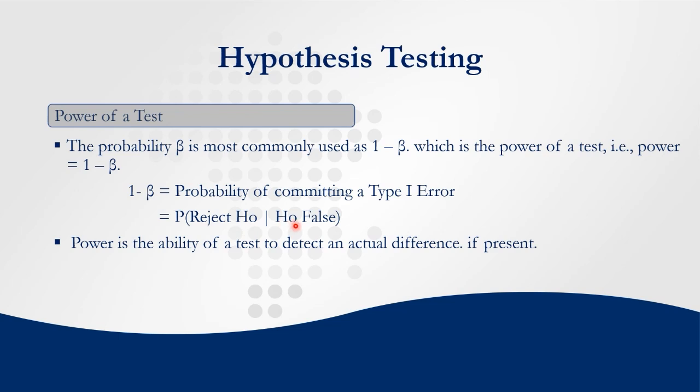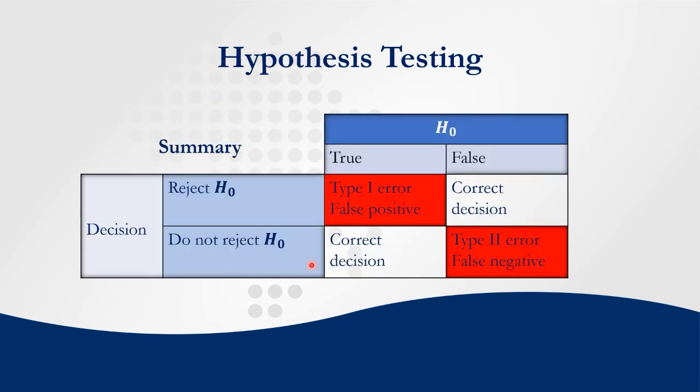The power is usually set at 0.8. So, a summary: we can commit two errors, type 1 and type 2. Type 1 is if we reject the null hypothesis when the null hypothesis is true. We don't want to reject it when it's true. We want to reject it when it's false.